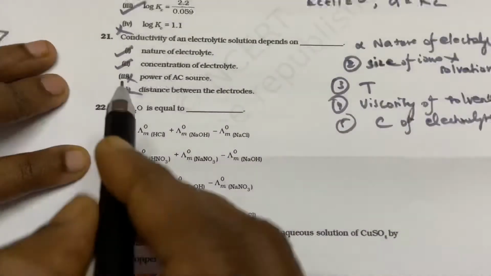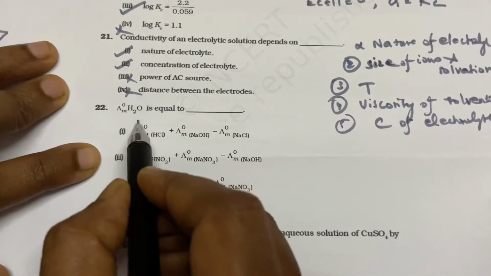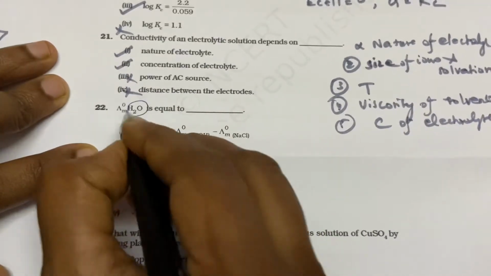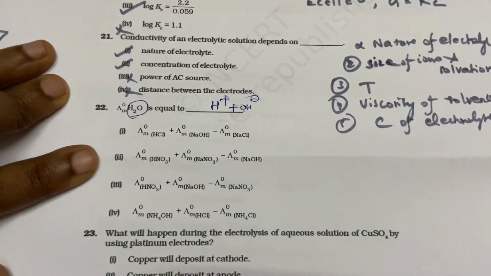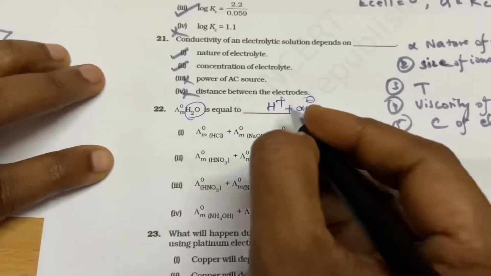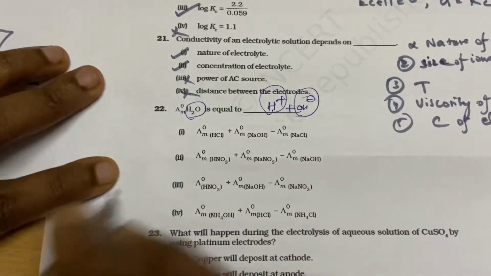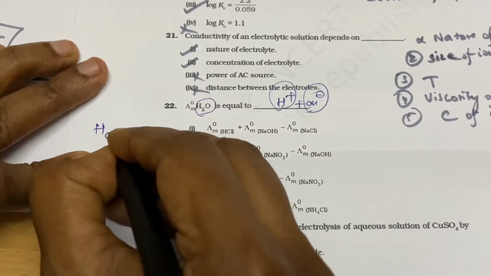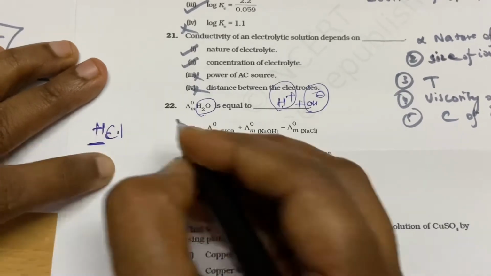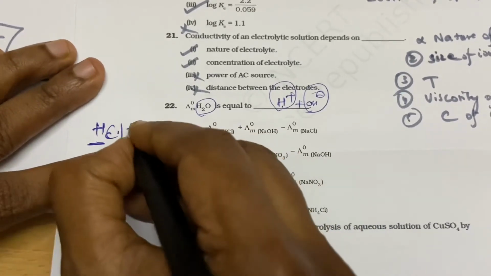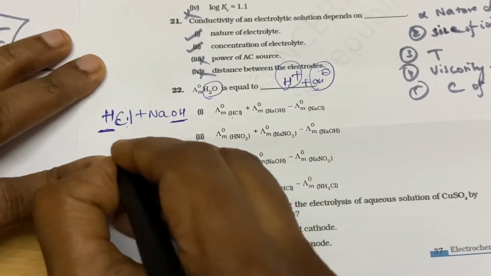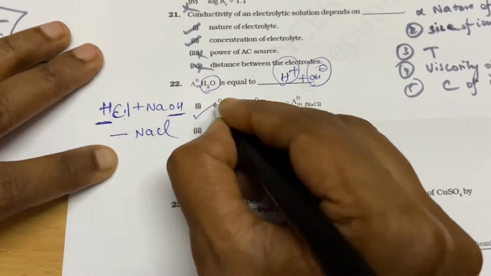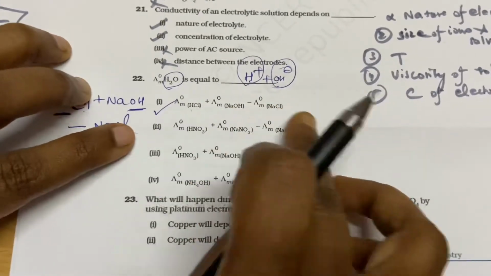Now see, the molar conductivity of water at infinite dilution. Water is a weak electrolyte and it will not completely ionize, so we have to use the Kohlrausch law. From the strong electrolytes we have to derive the answer. See which option is correct. We need H plus and OH minus ions, that is our motive. So H plus from HCl, we don't need Cl. Plus NaOH, we got OH also, but we don't need NaCl, so minus NaCl. So this will give you the molar conductivity of water at infinite dilution.